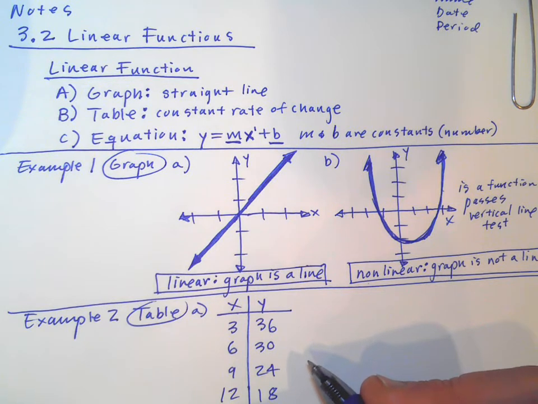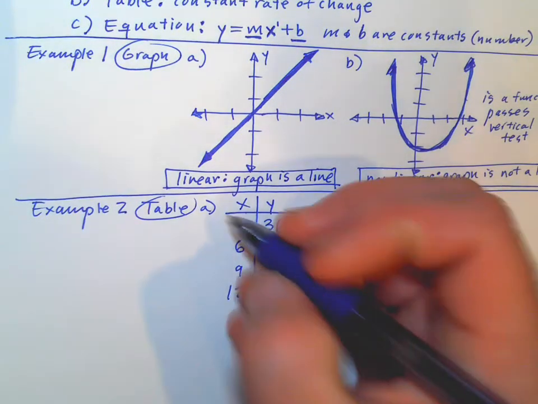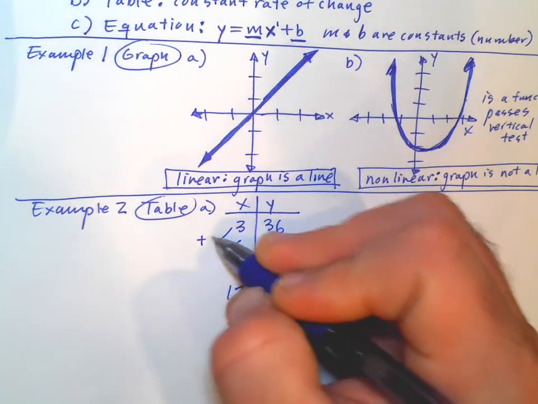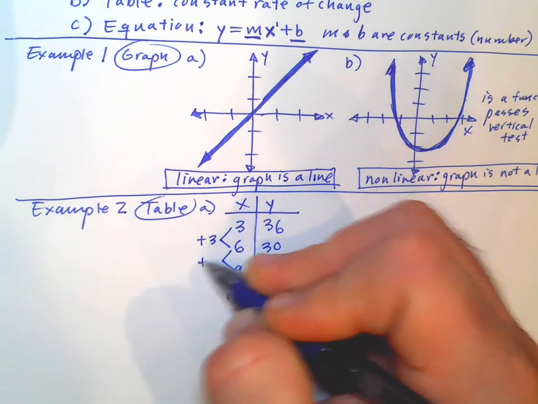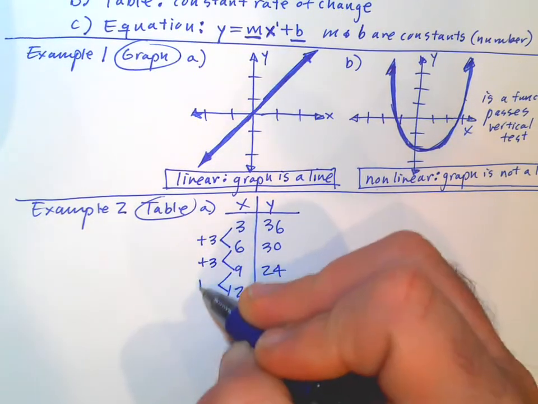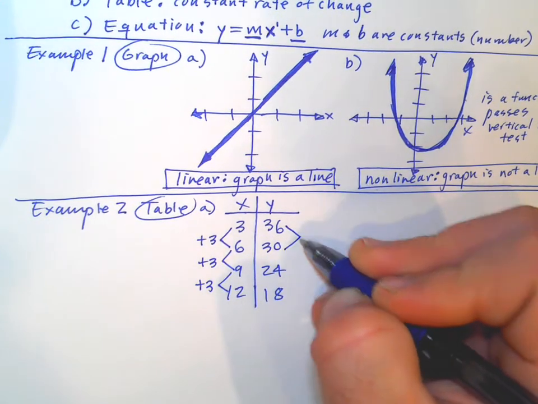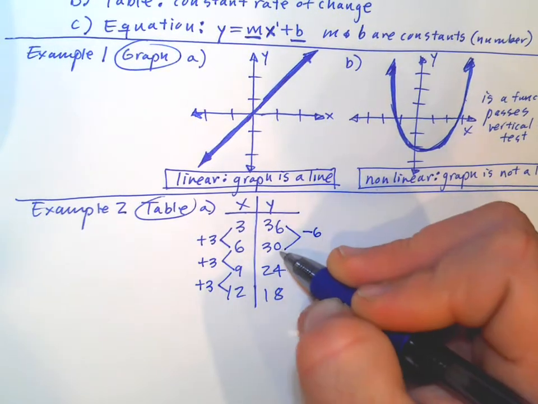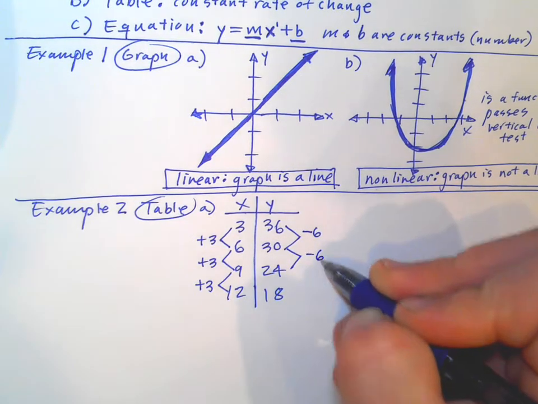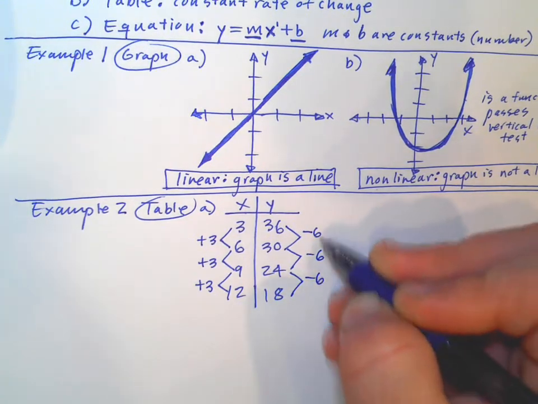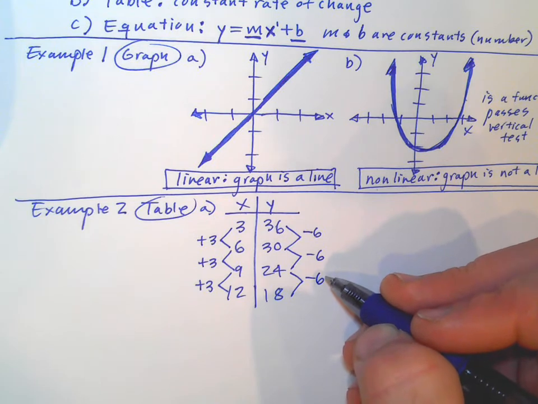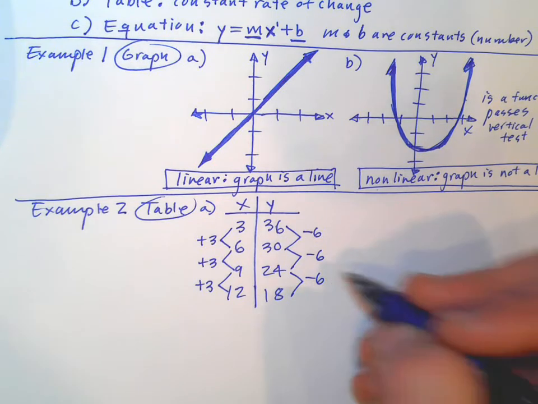The rate of change is how much it changes from one value to the next. And so we could show that. From 3 to 6, we added 3. From 6 to 9, we added 3. From 9 to 12, we added 3. So this is staying the same every time, right? Over here, we're subtracting 6, we're subtracting 6, we're subtracting 6. So these are the same, okay? It could be adding or subtracting. It's got to stay the same every time.